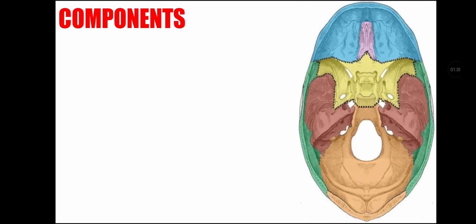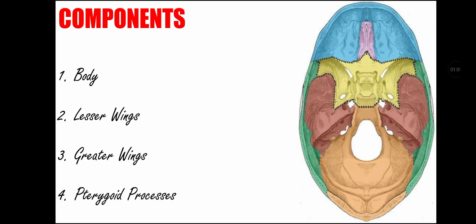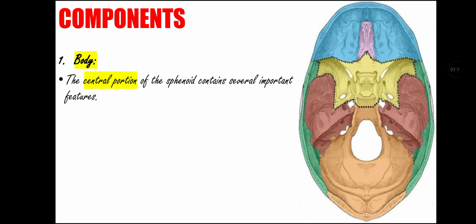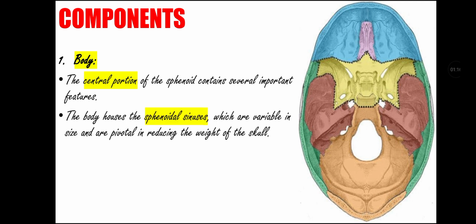Now let's talk about components of sphenoid bone. It has body, lesser wing, greater wing, and pterygoid processes. Now let's talk about these components one by one. First we will talk about body of sphenoid bone. This is the central portion of the sphenoid bone. It contains several important features.